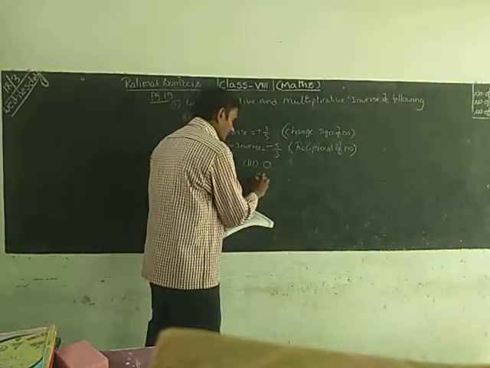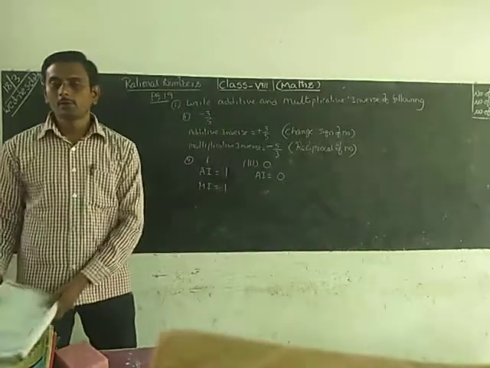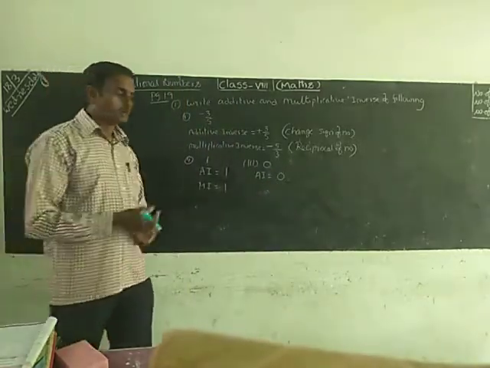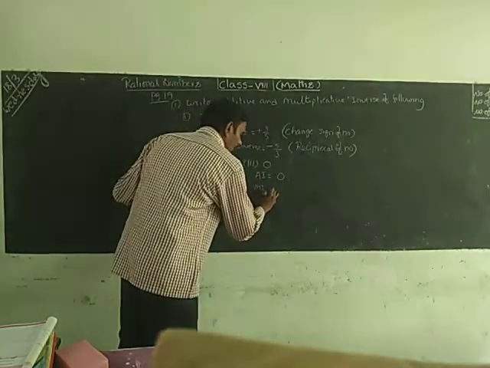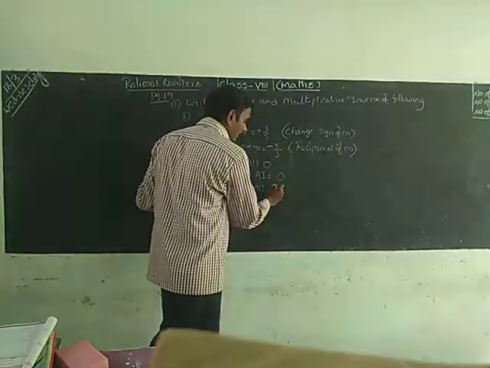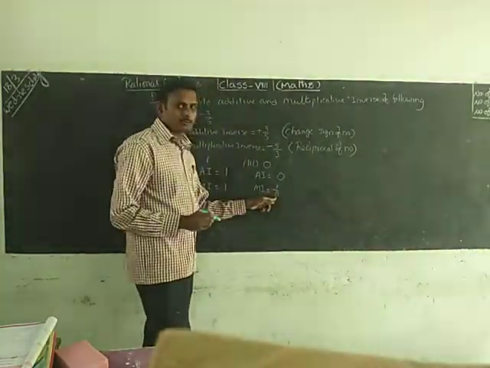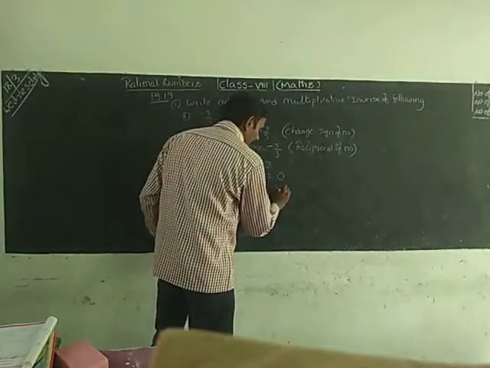Okay, 0. The additive inverse of 0 is 0 only. 0 is neither a positive nor a negative number. Multiplicative inverse means the reciprocal. The reciprocal of 0 is 1 by 0. When the denominator is 0, the result is undefined.